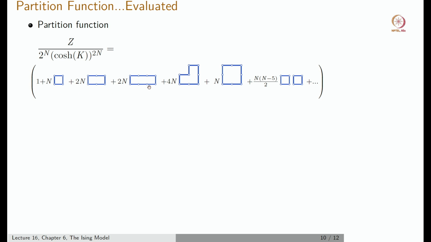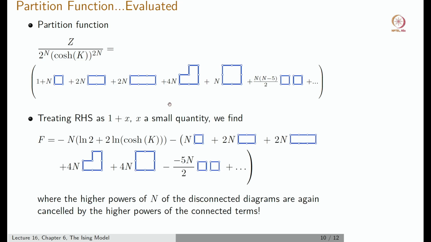If I treat this as a small parameter called x, because everything is some power of little t, and I remember to take the expansion of the log correctly to the correct order, you will again see magic working out, right? You will see that the free energy can be expanded in this fashion, and you will again get a linear term. This minus sign should not be here. It's minus 5 by 2n and so on. So you will see this very nice expansion.